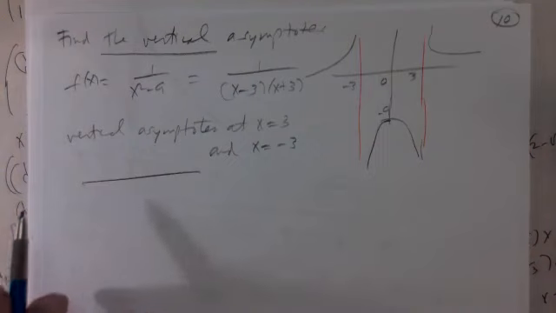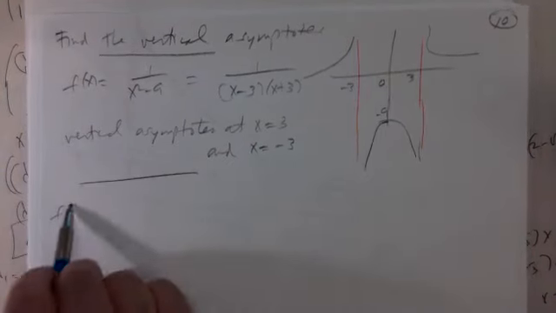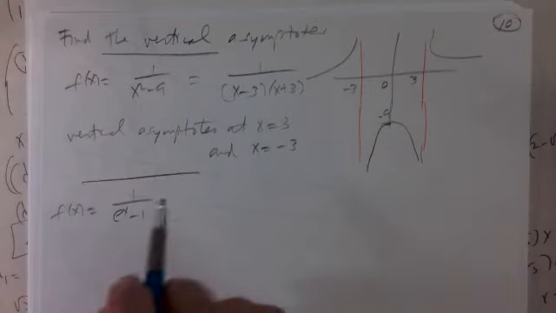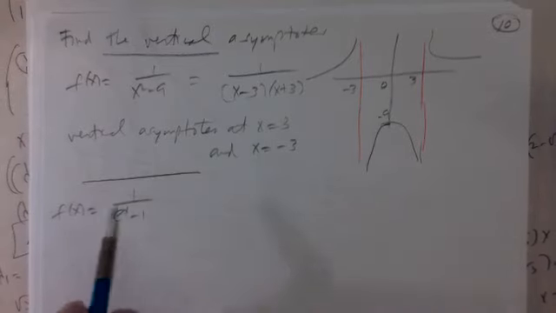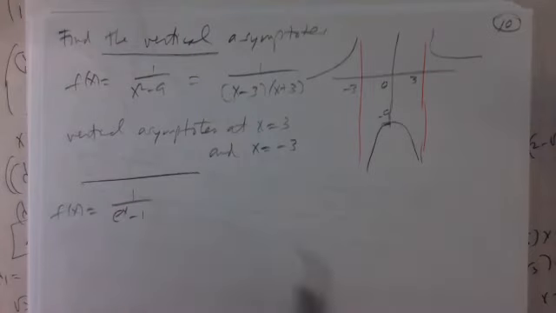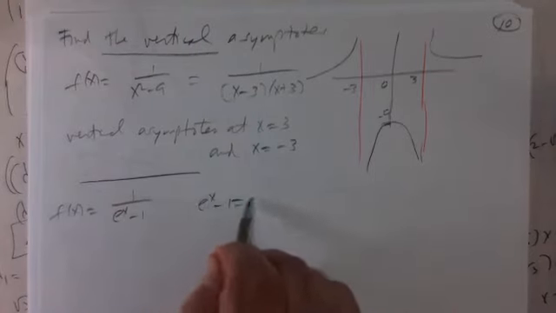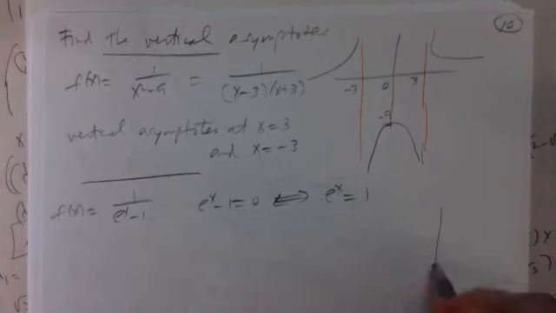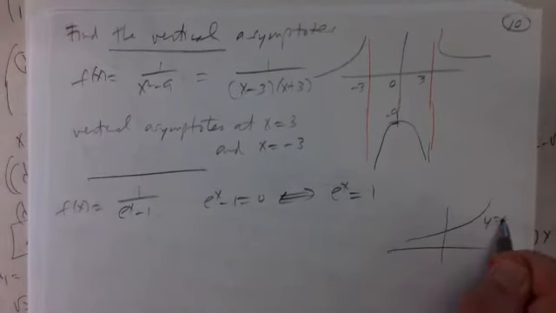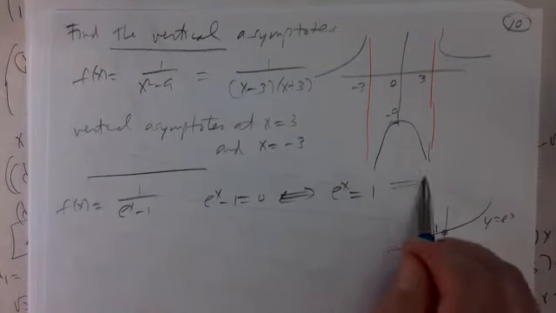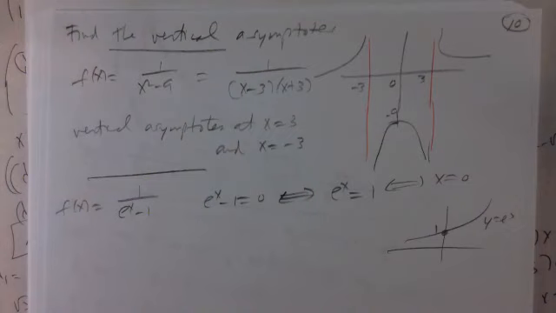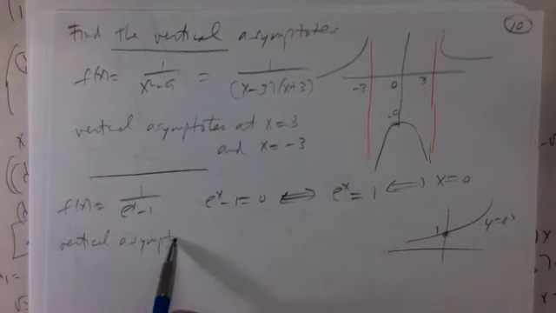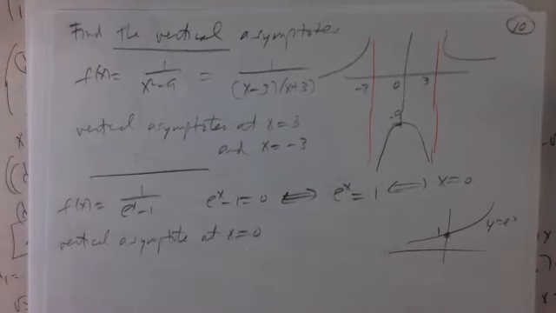All right, any questions about that? I'll just do one or two more. Suppose we have f of x equal to the function 1 over e to the x minus 1. To find asymptotes, you have to know where the denominator is 0. So e to the x minus 1 is 0 if and only if e to the x equals 1. That's the graph of y equals e to the x. It's equal to 1 just when x is equal to 0. So this function has a vertical asymptote at x equals 0.